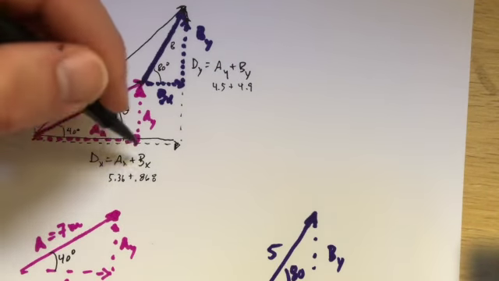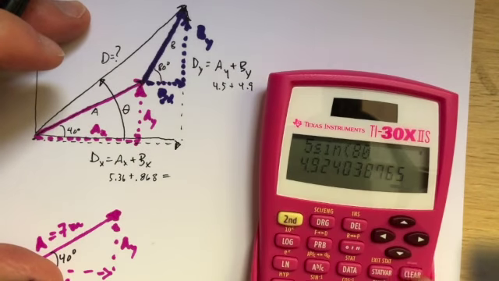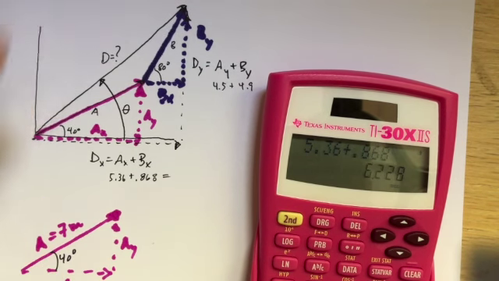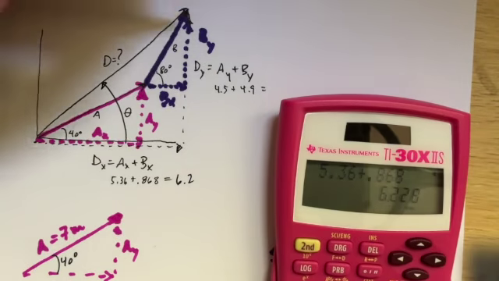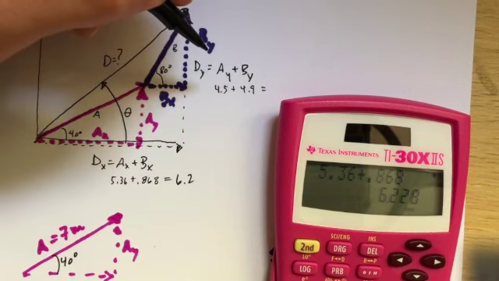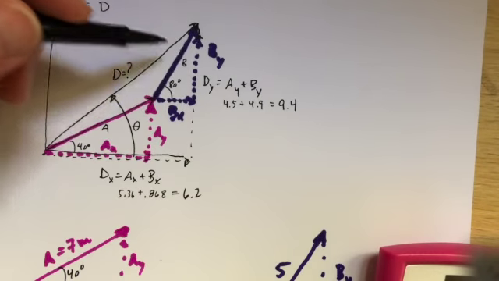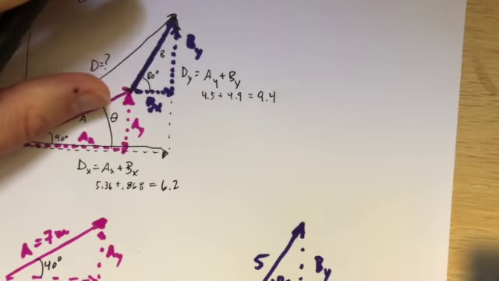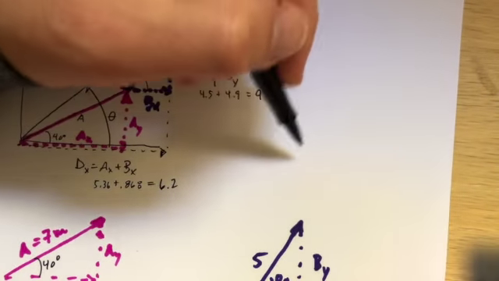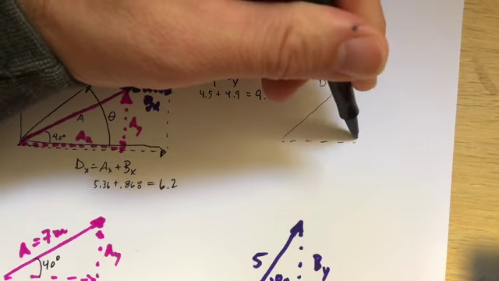So then what does dx equal? Dx equals 5.36 plus 0.868. That's 6.2. And what does dy equal? 4.5 plus 4.9, that's going to be 9.4. So now we have the two sides of our D triangle. All right, and let me just draw the D triangle out again by itself, so we get rid of some of that clutter.